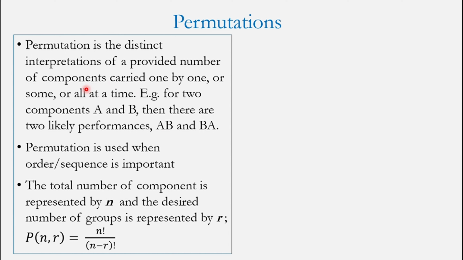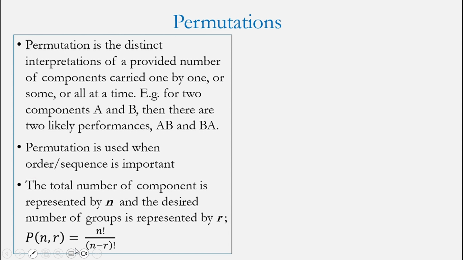Permutation is the distinct arrangement of a given number of components taken one by one, or some, or all at a time. If we have items A and B, and we are told to select, we can have AB and BA. This means that AB and BA are distinct, although they are just the same letters interchanged. So in permutation, order and sequence are very important.